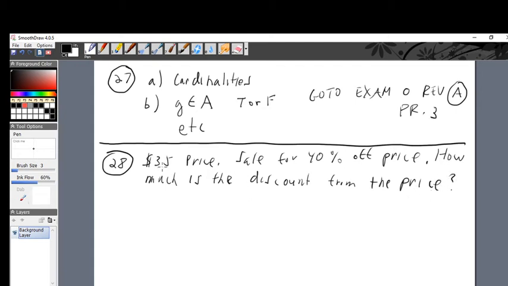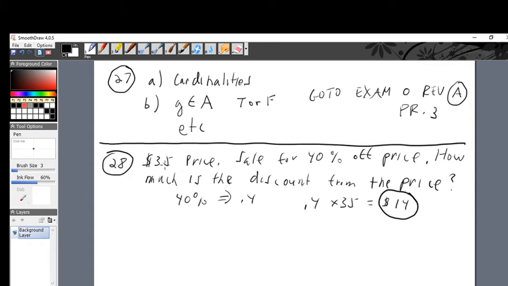So we've got to find the discount. Well, it's going to be 40% of the price. What does 40% turn into in decimal? Move the decimal 2 places to the left, it becomes 0.4. So take 0.4 times 35, and you're going to get 14. Take your calculator or do it by hand. And that's the discount off the price. From the price or off the price is $14. There it is. There's your discount.